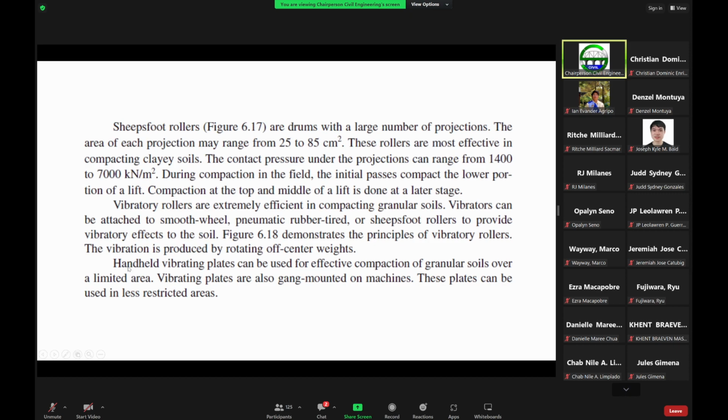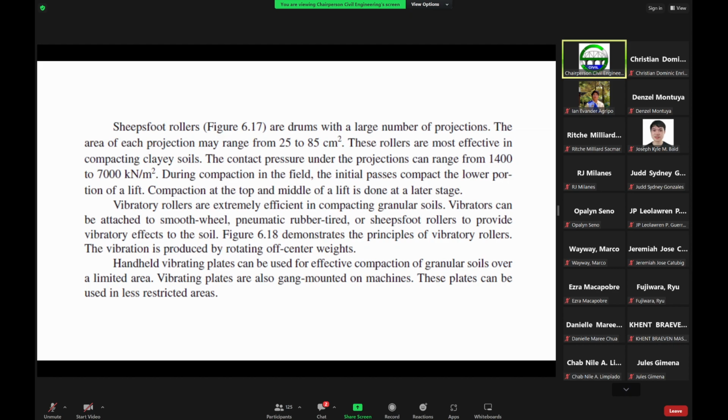Now we also have the handheld vibrating plates, which can be used for effective compaction of granular soils over a limited area. These vibrating plates are also gang mounted on machines. Then we normally use them, for example, when we do embankments, or when we do mechanically stabilized earth walls, or reinforced soil slopes reinforced by geosynthetic materials.